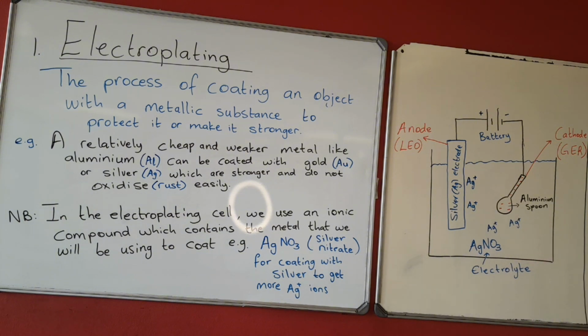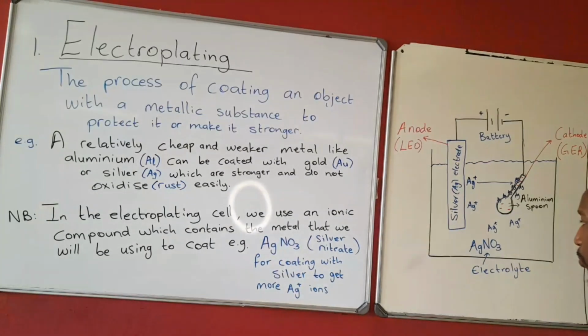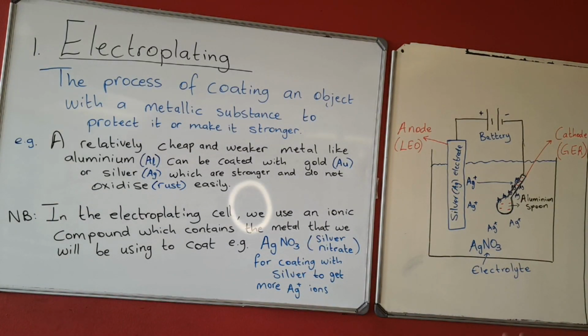Now, what happens to all of these positive ions? These positive ions are then attracted to the spoon and they start coating the spoon. Because the spoon has the negativity, when the positive meets the negativity, it becomes zero so that it becomes metallic. So this will get coated all around with those silver ions that are in the solution, and then we have the silver around the aluminium spoon. So that is the process of electroplating.